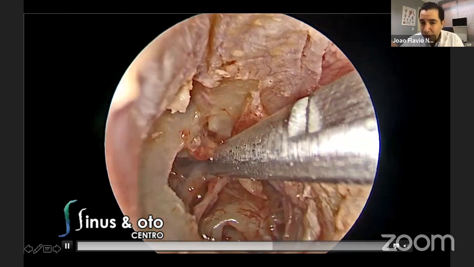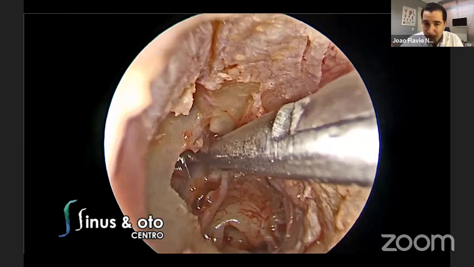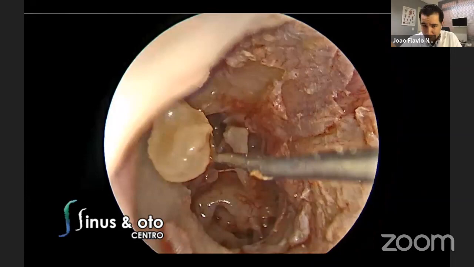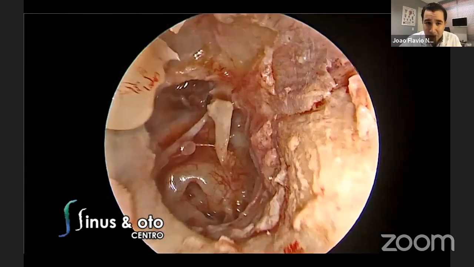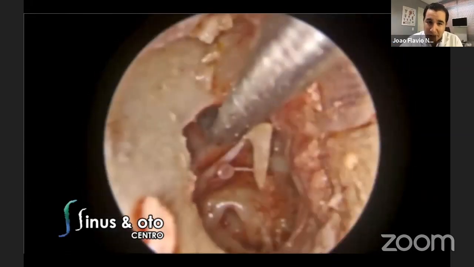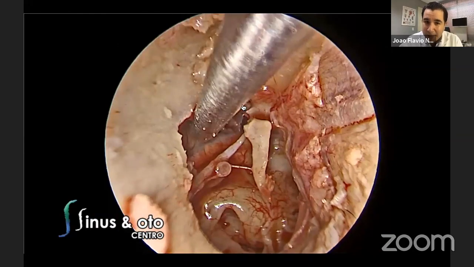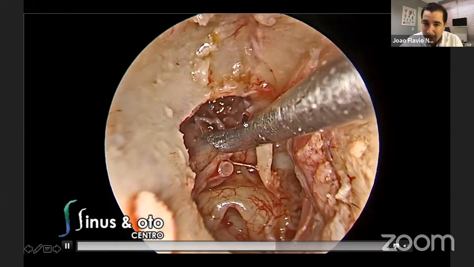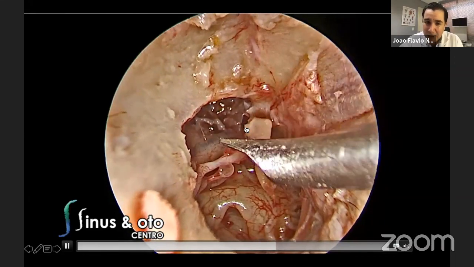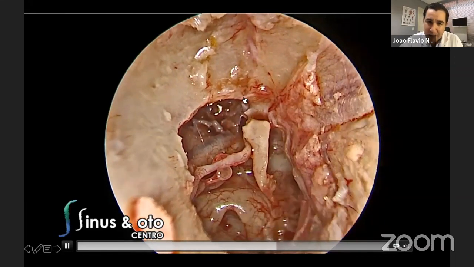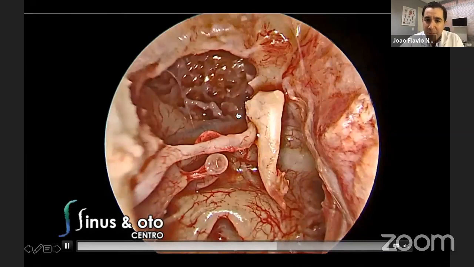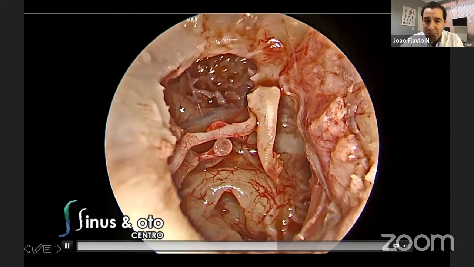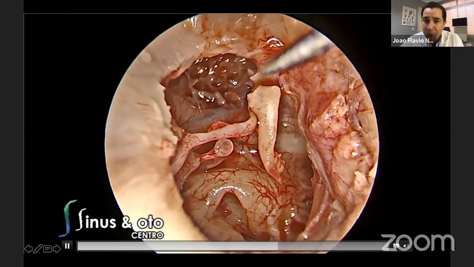When you remove the incus, most of the time you can remove the head of the malleus to inspect the anterior tympanic spaces, because since you don't have the incus anymore, you don't need the head of the malleus. So again, we can see here the cog, the region of the cog dividing the supratubal recess of the anterior tympanic space from the posterior tympanic space. I don't know in this case. Here, the facial nerve, the tympanic segment of the facial nerve, the lateral canal, the tegmen here.